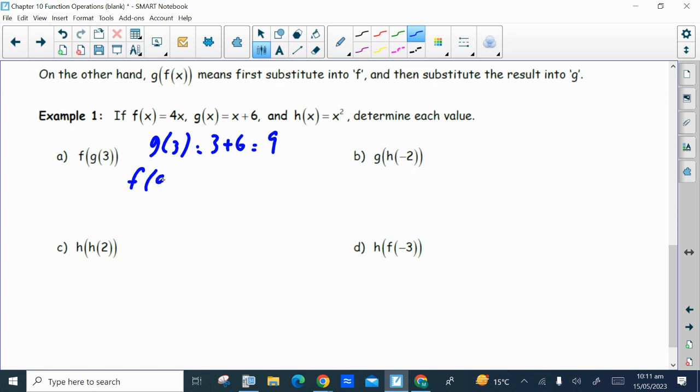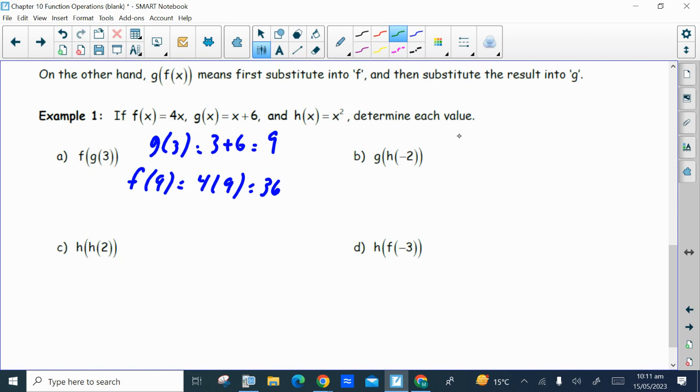And now you're going to find f at 9. Now you're using the f at x function. And f at x is 4 times x. So 4 times 9 is 36. There's the value of f at g at 3. Again, work from the inside out.